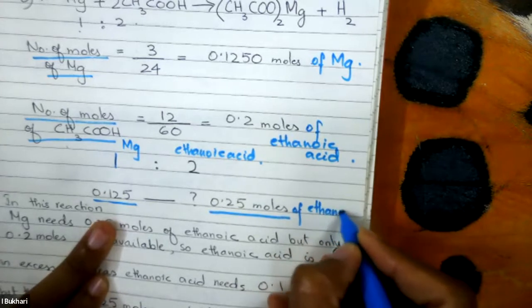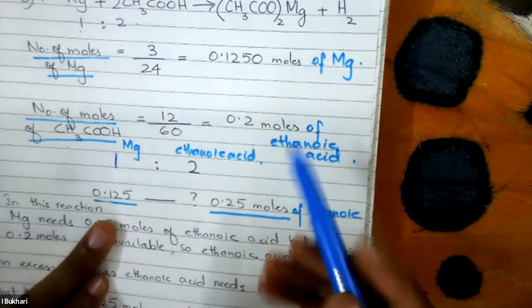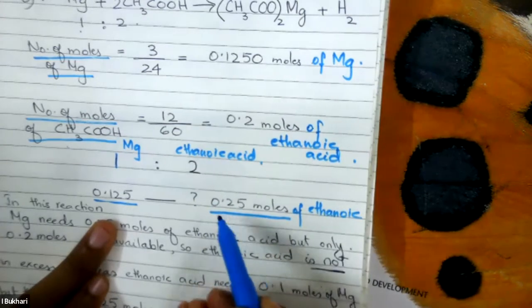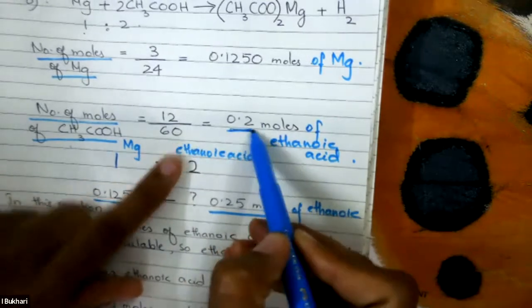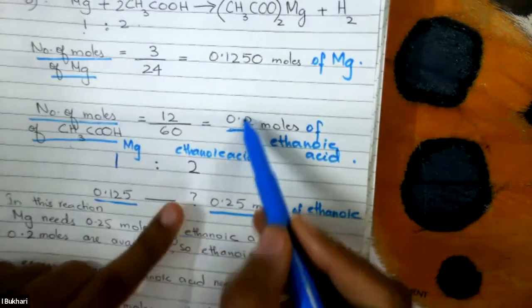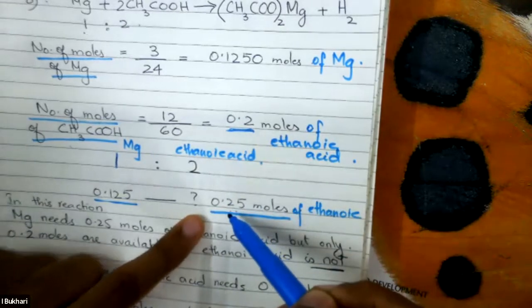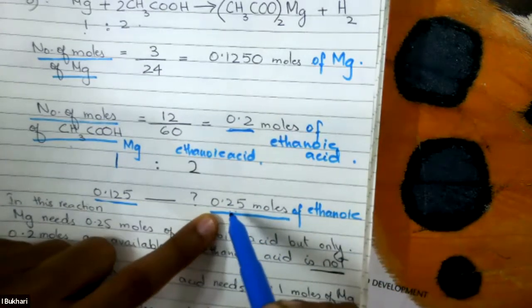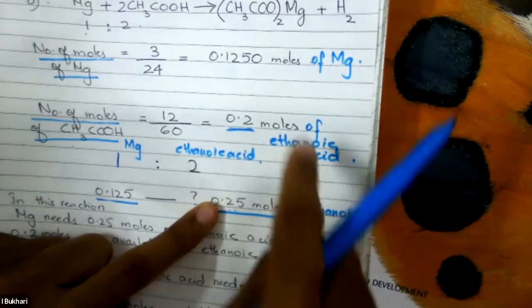But what am I getting? How many moles do I actually have according to the question? This is according to the ratio, but according to the question, how many do I have? 0.2. So which one is greater? 0.25 is greater. That means according to the ratio, I should have more, but I have less than that.